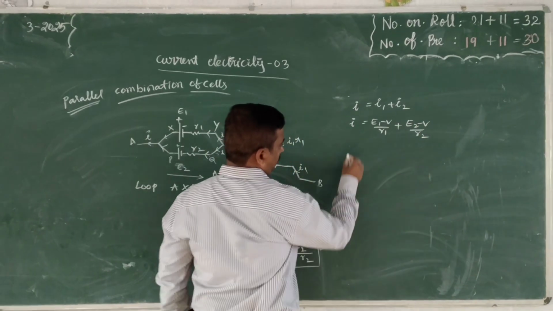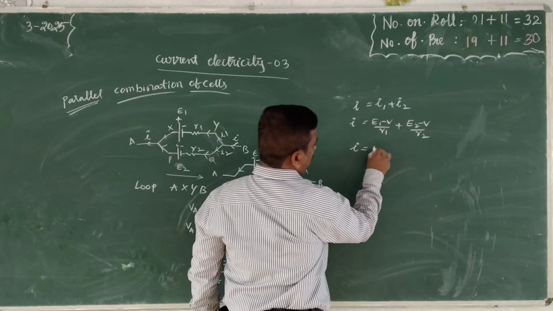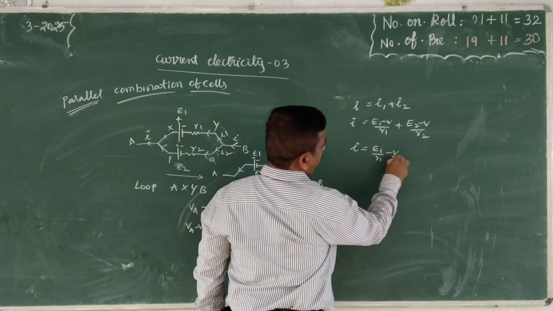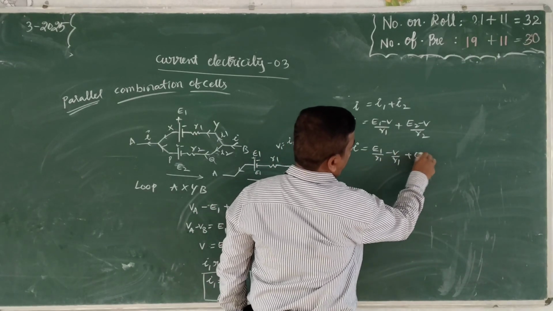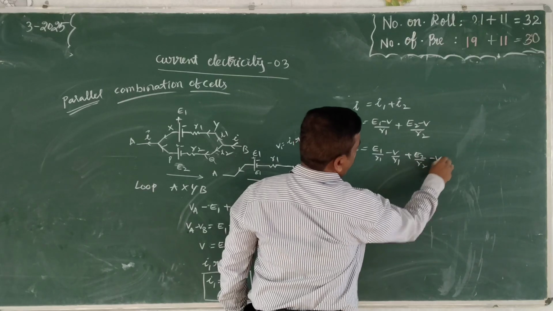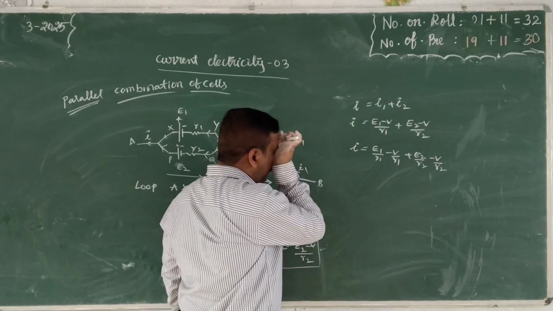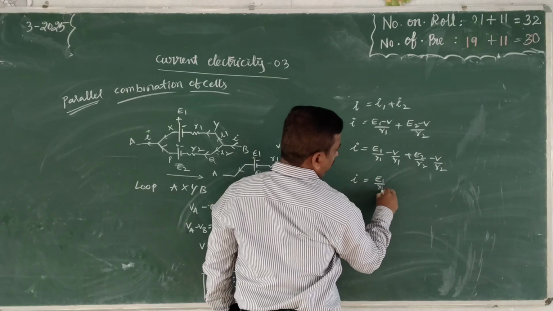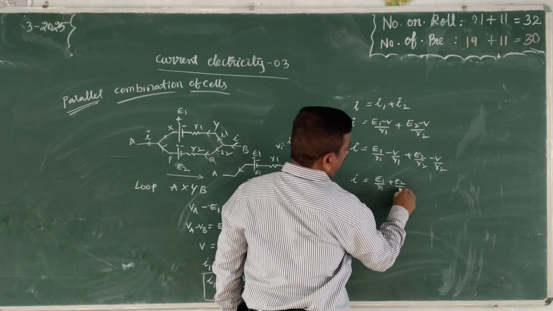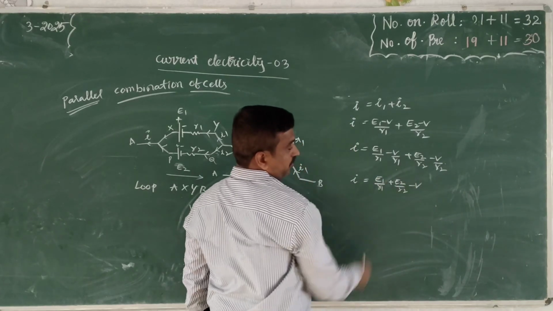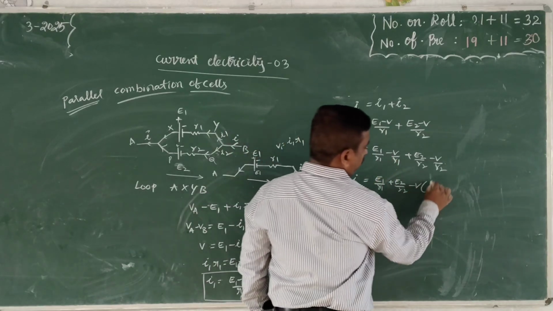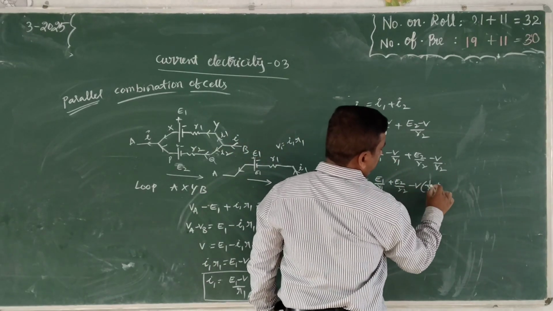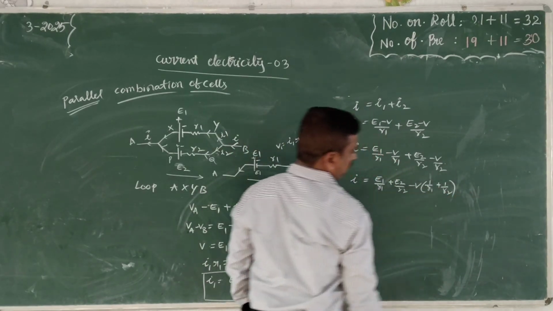So I equals E1 by R1 minus V by R1 plus E2 by R2 minus V by R2. Here, I equals E1 by R1 plus E2 by R2 minus V common. So minus V common, now what do we get here? 1 by R1 plus 1 by R2.